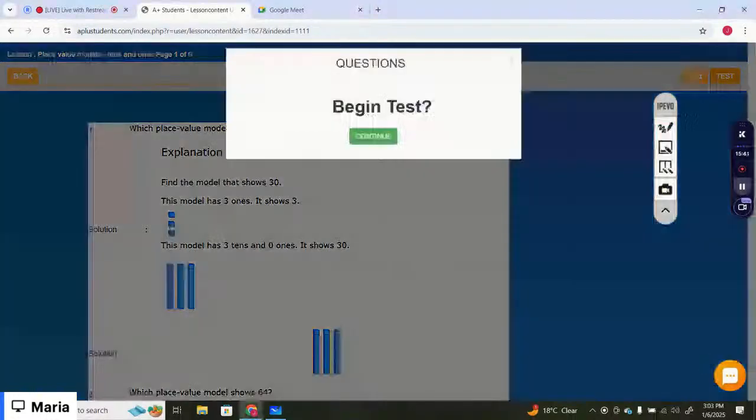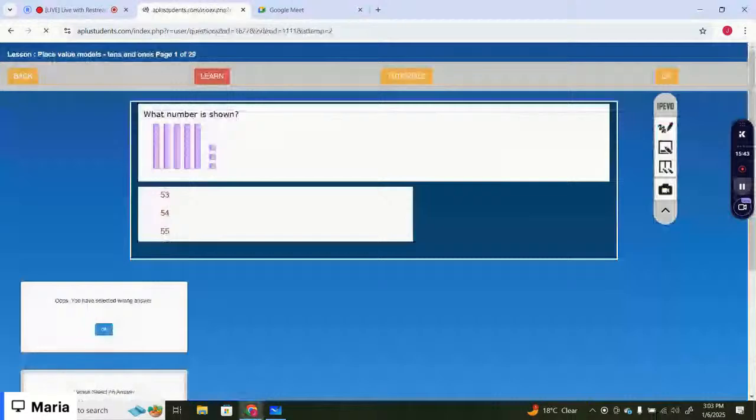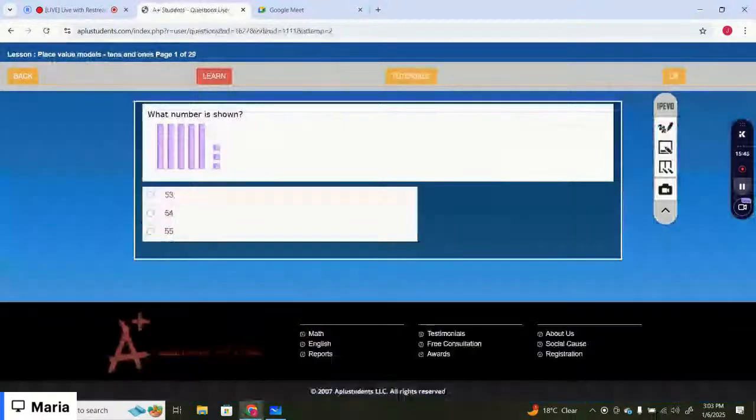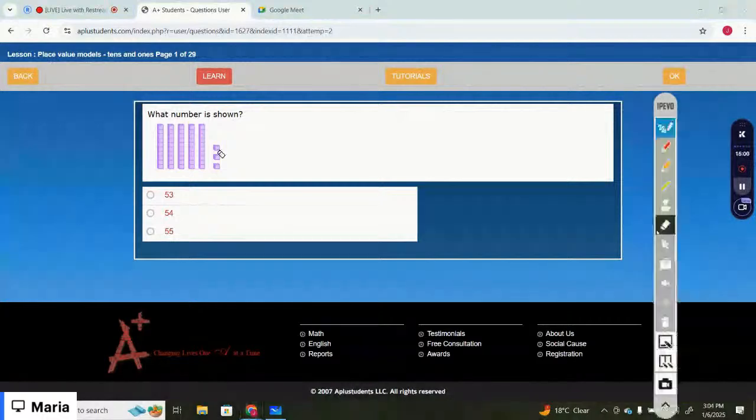Let's just start with the test questions. Which number is shown? So now you are given a model. You have to see the model represents which number, right? So just look at these 3 small squares, right? The single squares. The single square always represent the ones. So you have one, two, three, 3 single squares. That means these 3 single squares represent the ones digit. So the ones digit is 3.